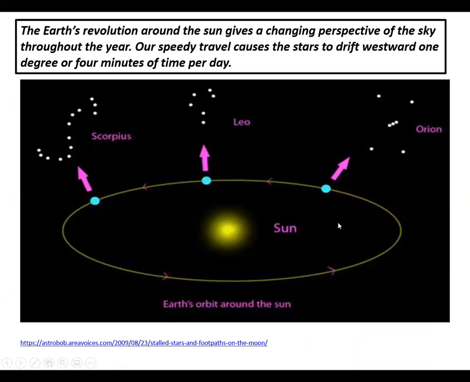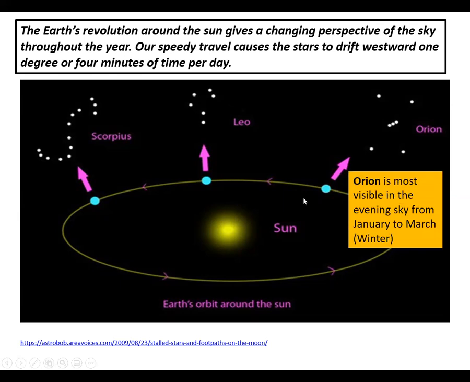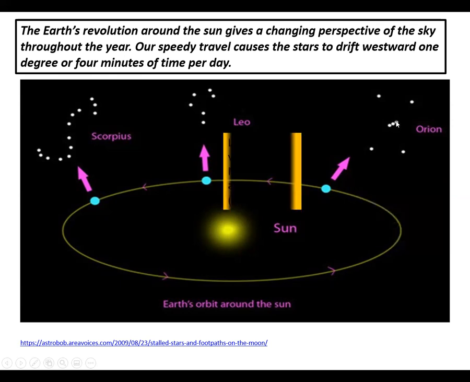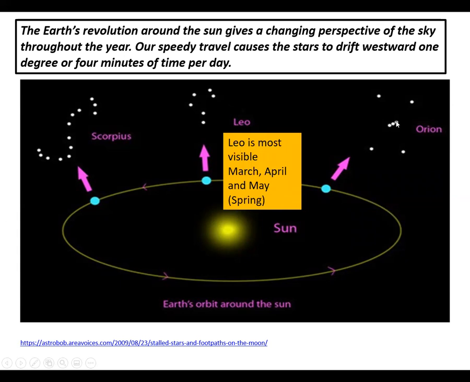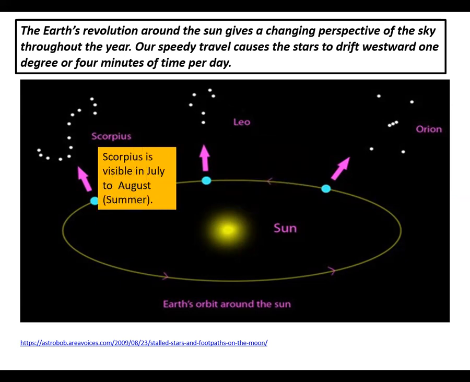As the Earth revolves around the barycenter of the solar system, our view of the night sky changes. The constellations, the stars, the asterisms that we see in the night sky are not always the same, except for the northern star Polaris. Orion is most visible in the evening sky from January to March, that is winter, while Leo is most visible between March, April, and May, and that's spring. And Scorpius is visible in July to August, and that is summer.